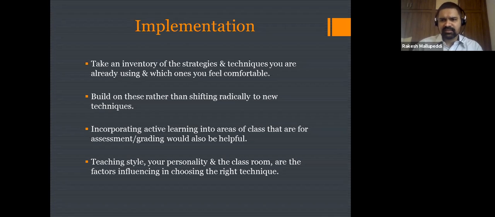Let's say in the middle of a semester you come across a new technique, and it's not easy to implement it as it is, because the students are used to one type. There are multiple factors. But like I mentioned, it's up to you to choose and to decide the ways to implement it. It's your own teaching style, your own personality, your students. All these are the factors.